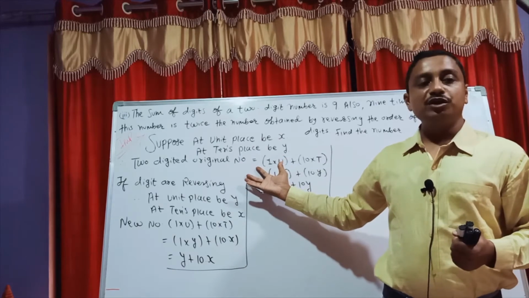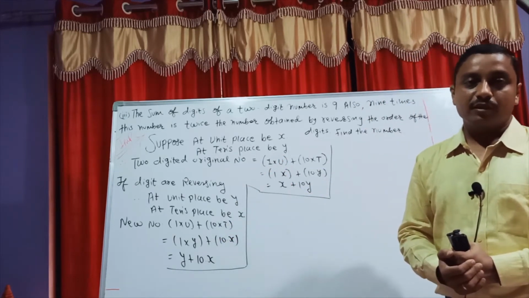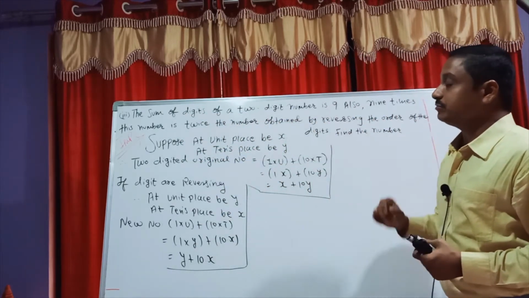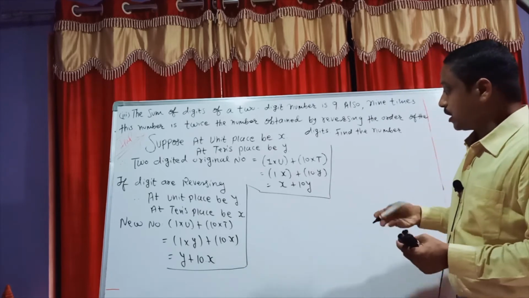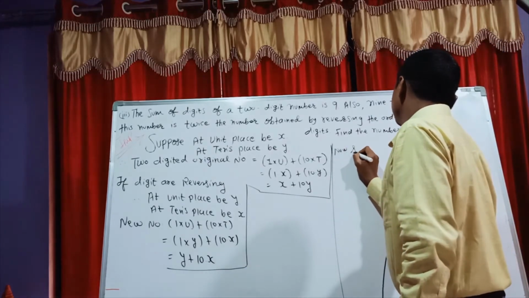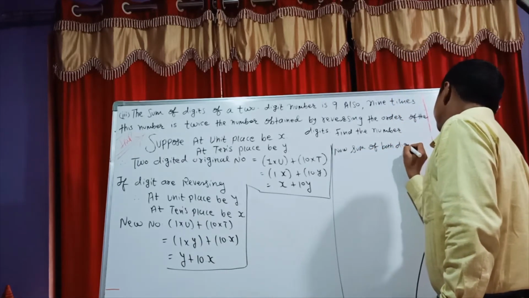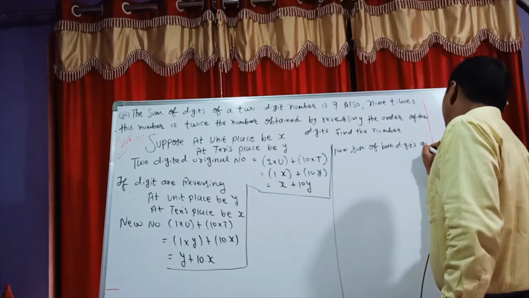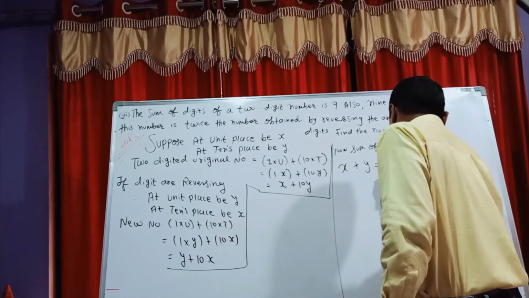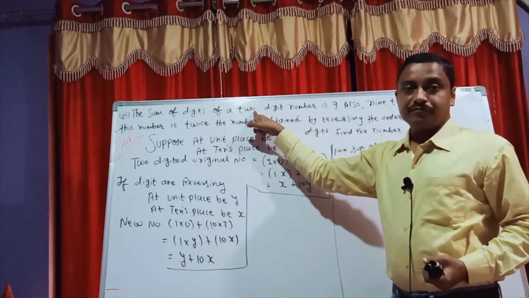Basic introduction here: a 2-digit number, and interchanging the digits I just showed. Now read the question. Sum of the digits of a 2-digit number is 9. It means this 2-digit sum. So now I continue my sum. Now sum of both digits are 9. It means x plus y is equal to 9. Statement 1. First equation happily done.